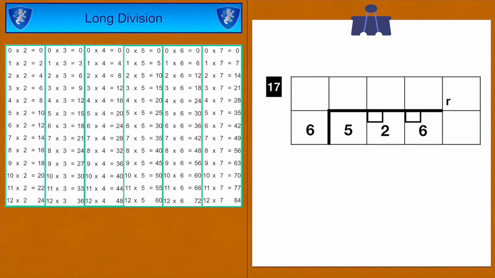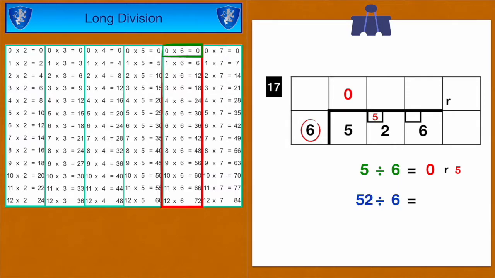Question number 17. It's your 6 times table. So 5 divided by 6 cannot be done. So we have 0 and a remainder of 5. Making my second step now 52. So 52 divided by 6 gives me 8, because 6 times 8, if you check here, is 48, and with a remainder of 4.